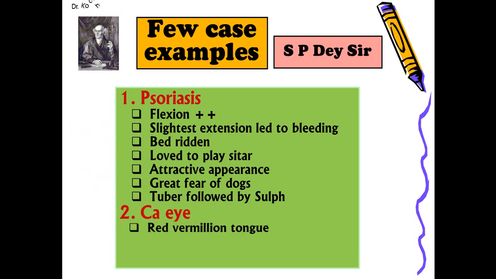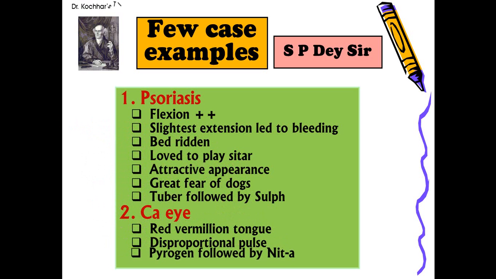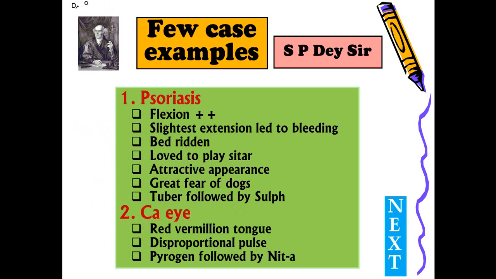Then cancer of the eye, red vermilion tongue, disproportionate pulse; on the basis of this, Pyrogen followed by Nitric acid. These cases you can read in Dr. S.P. Dey's book, Essentials of Principles and Practice of Homeopathy. In that, these cases and other cases are there. So remember, cancer of the eye. Now naturally, with cancer of the eye, the details do not reveal that the patient was cured.